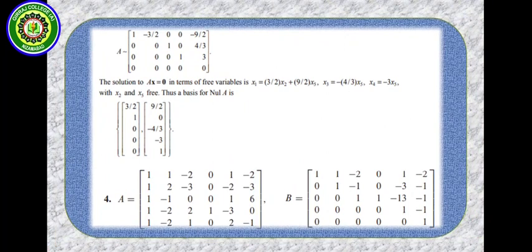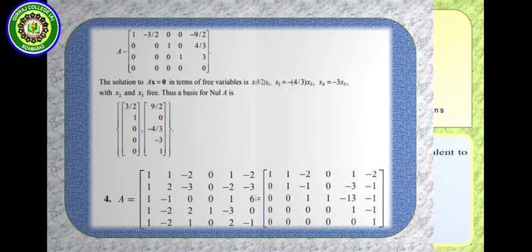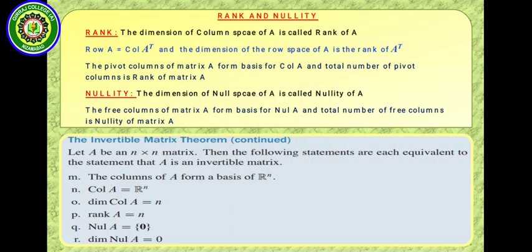So here, null A values: 3 by 2, 1, 0, 0, 0, 9 by 2, 0, minus 4 by 3, minus 3, 1. Similar fourth problem. So here, rank and nullity. So the definition: what is rank? What is nullity?